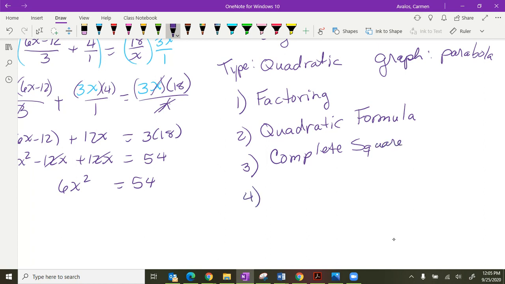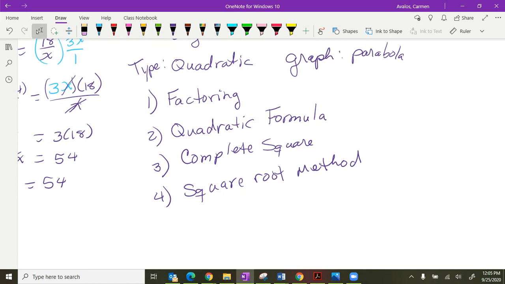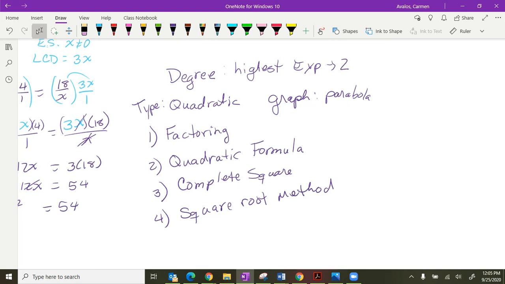And 4, square root method. So those are the 4 ways we're going to be dealing with. Graphing does work, but just in case you don't have a calculator handy or whatever, these are the 4 methods that we're actually going to be working with. And so we need to identify when we're going to use them.